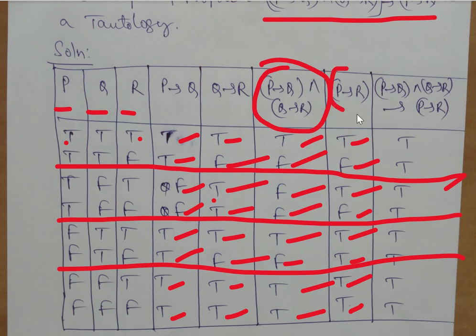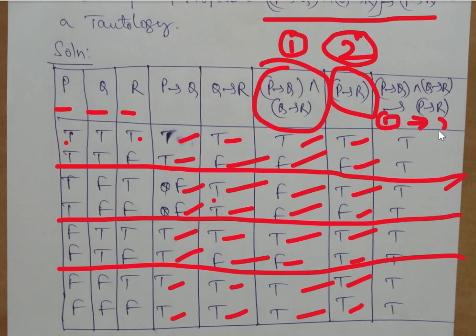Now P to Q and Q to R, that is this. Next P to R, this. So these two. In the exam you can write 1 and 2, because you cannot waste the paper there. If bigger expressions are there, you can say 1 implies 2, nothing wrong. So you can save the space. This and this with the implication operator. So T and T, T.